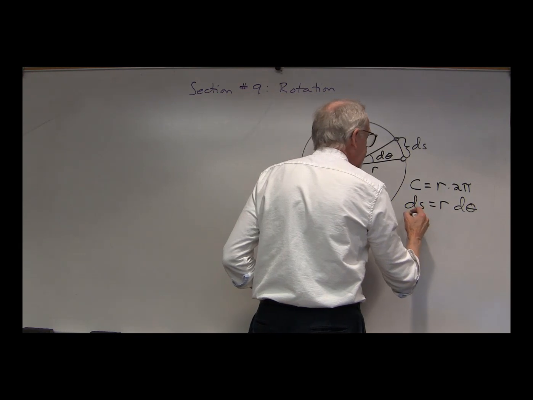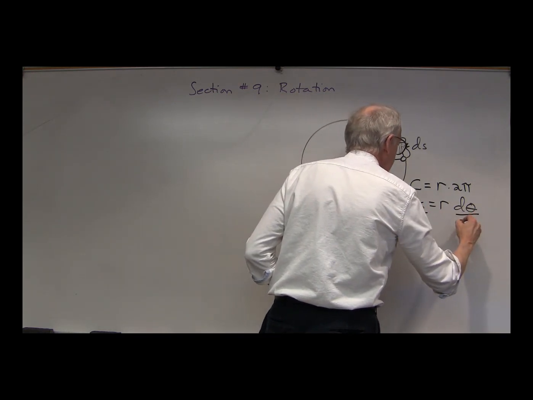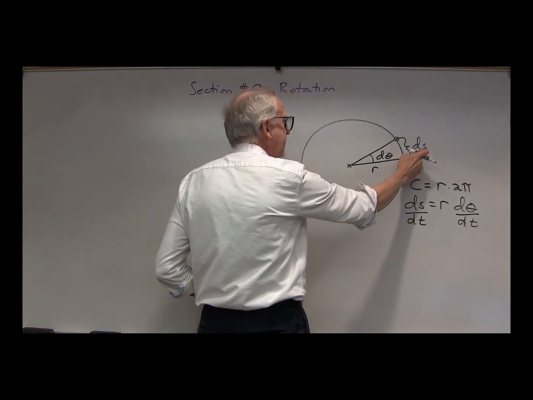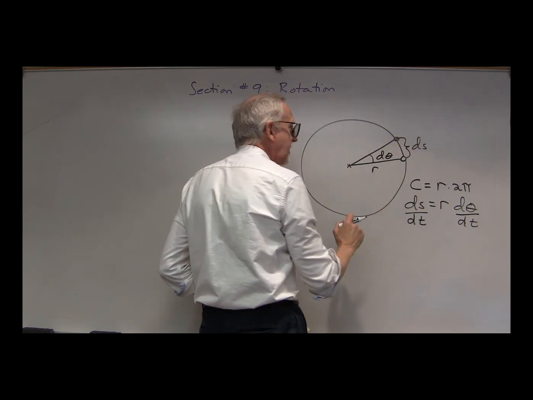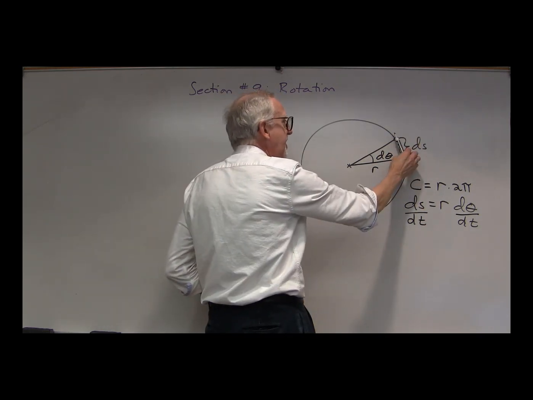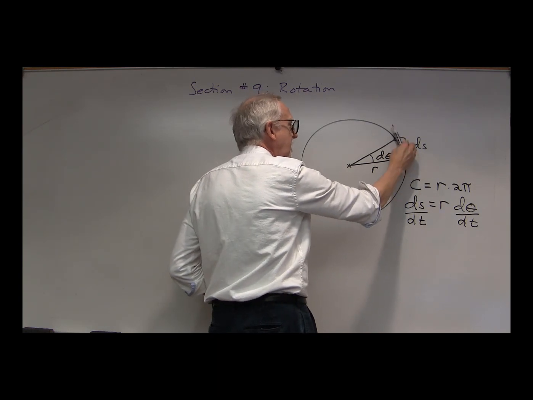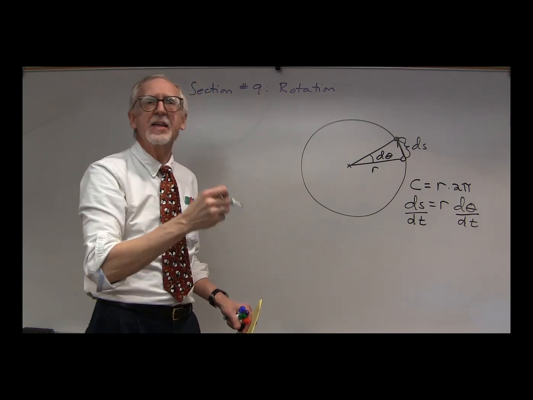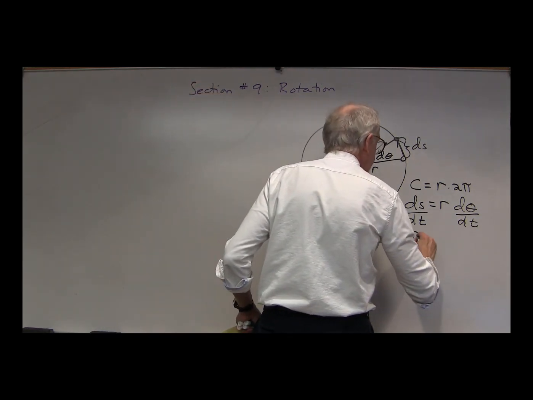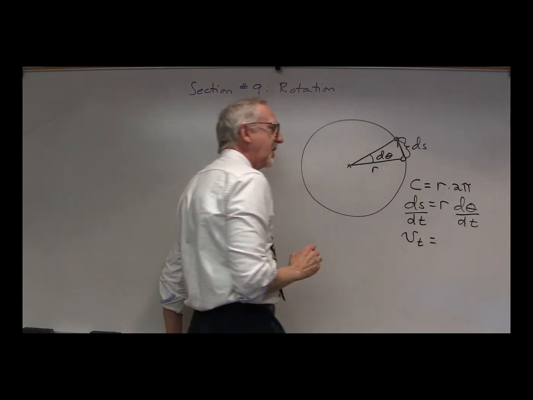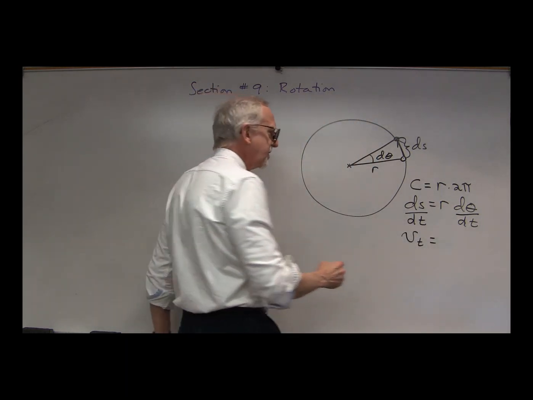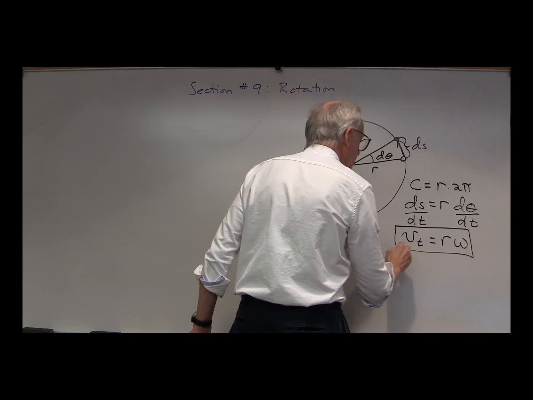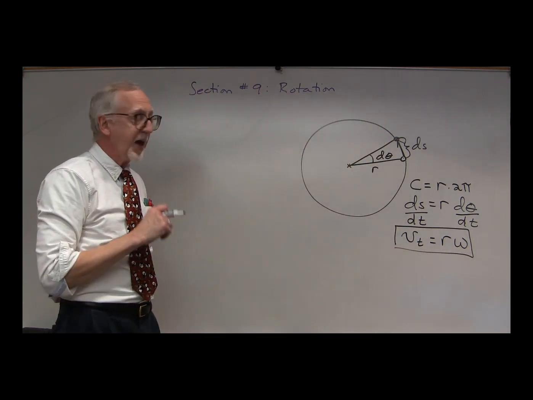Let's divide both sides by dt. What is ds dt? ds dt is the distance traveled divided by time. Well, that's just the linear velocity. In particular, I'm going to call this the tangential velocity. It is the velocity of the object as it's moving around the circle, tangentially to the circle. So we'll call that v sub t, equals r times d theta dt, which is the angular velocity, r omega. So this gives us a very simple relationship between the tangential velocity and the angular velocity.